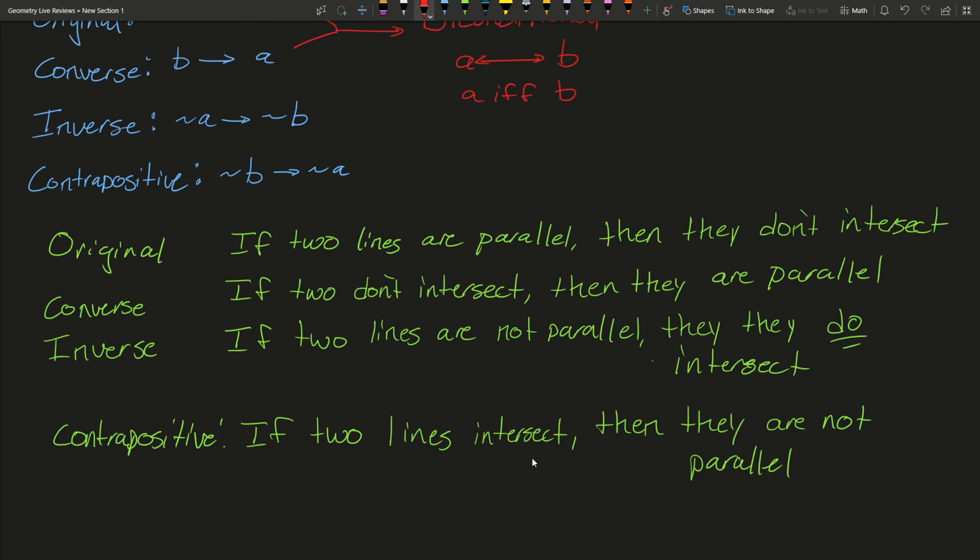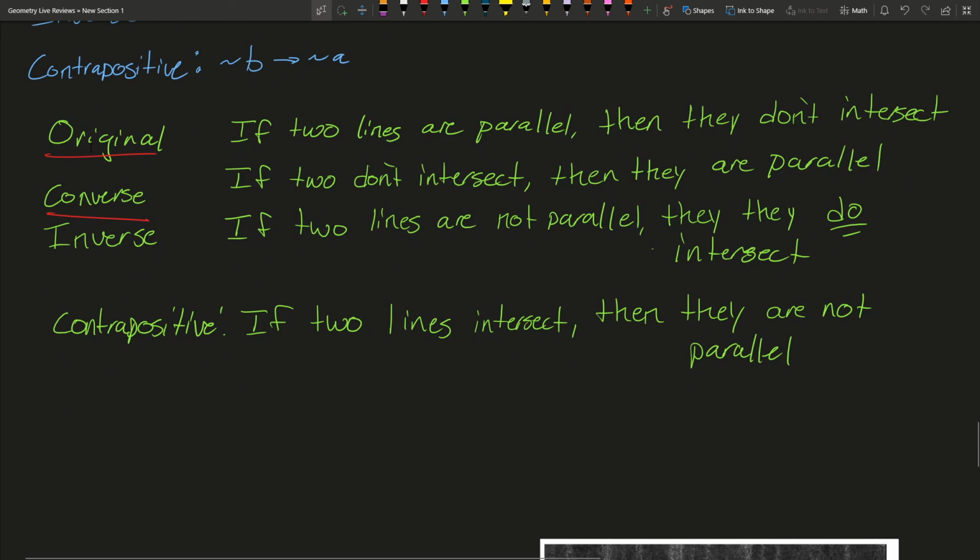Now, because the original is true and the converse is true, that means we have a biconditional statement. So we can rewrite this, again, because both are true, we can rewrite it as two lines are parallel if and only if they do not intersect.